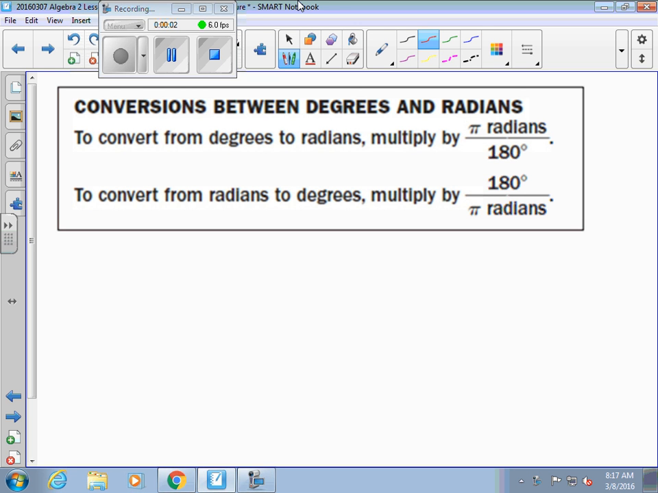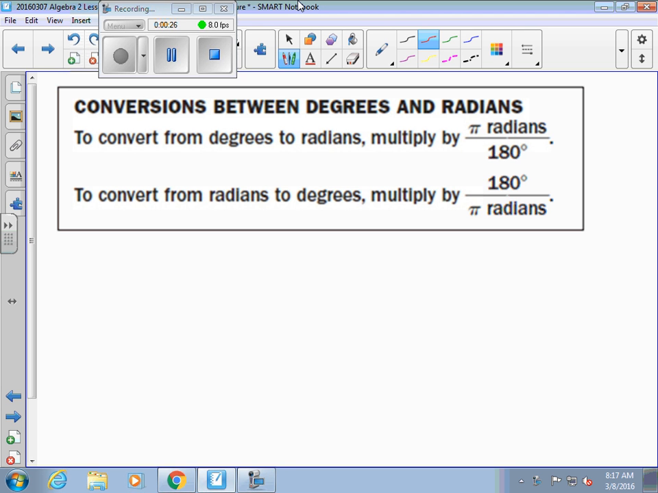This is Algebra 2, Lesson 13.2. We're doing general angles and converting degrees to radians and radians to degrees. To convert from degrees to radians, you multiply by pi radians over 180 degrees.